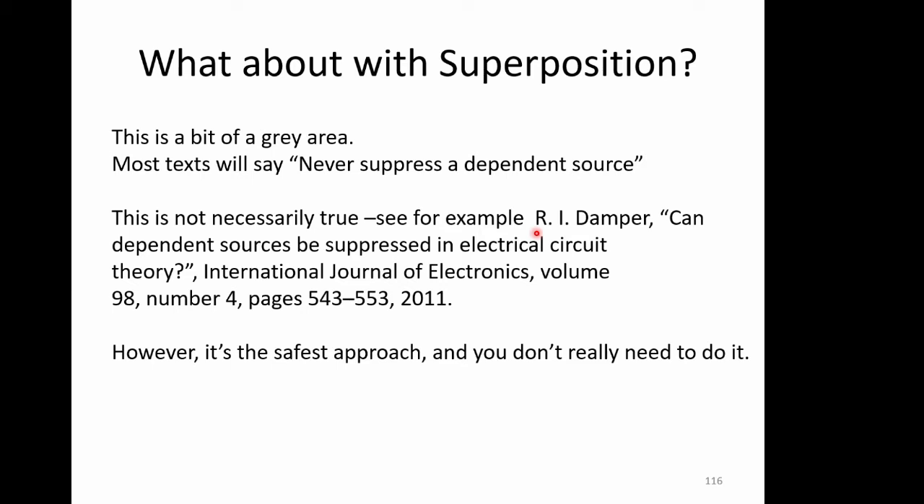And in fact, Professor Damper, who's now retired, who did do that, had a big argument with me about whether you could or couldn't do it. I said you could, he said you couldn't, and that inspired him to write this paper, "Can dependent sources be suppressed in electrical circuit theory?" And he proved that they could. So I was right, as it turns out. And the reason I was right was because I did what you lot are not doing. I bunked off a lecture at my undergraduate level when they taught me this. So there was a lecture going on about never suppress a dependent current source.